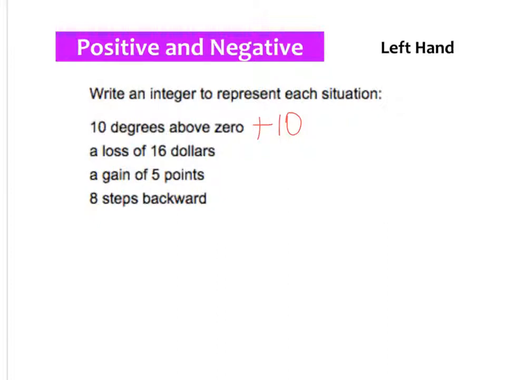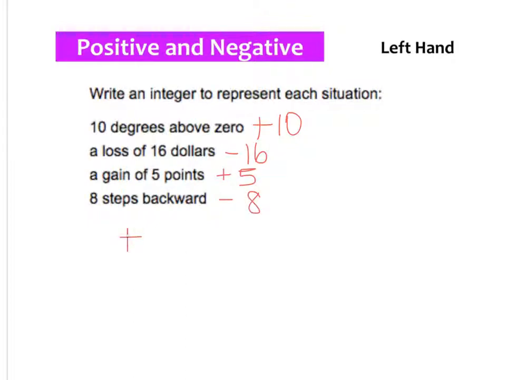Losing money is a negative, right? That means money that you no longer have. So a loss of $16 would be a -16. Gaining means it's something that you now have. So a gain of 5 points would be a positive 5. And lastly, taking 8 steps backwards means going a -8.